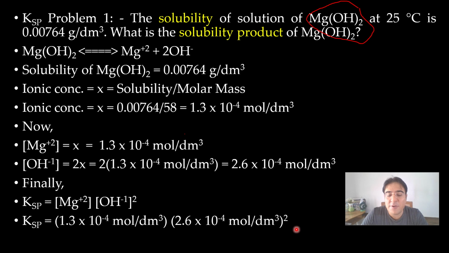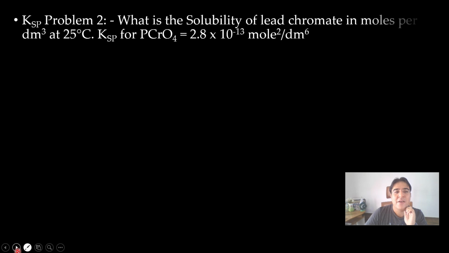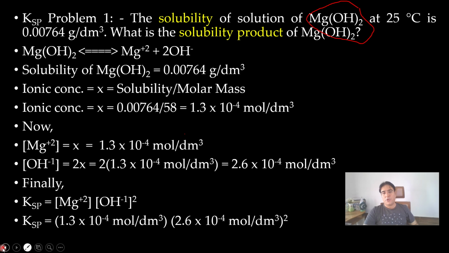Interestingly, the answer will be in mol cube, right? Because there's a square here. So mol square into mol cube, you first square this value, then multiply by this value. This way you can find the Ksp for this salt. I haven't solved it. The solution is for you. I hope you will find the solution by yourself. Easy. If you don't understand, please write to me on WhatsApp and I will repeat for you.